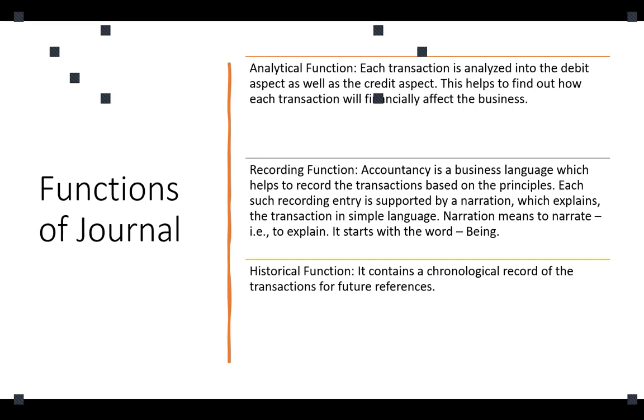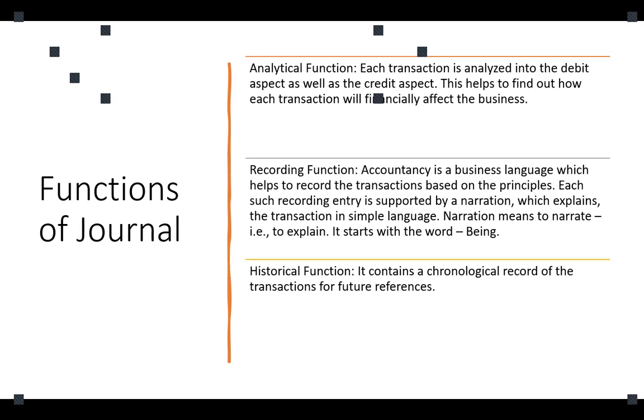What are the basic functions of journal? Why do we need to have this journal, and what are the major functions of the journal entry? The first is the analytical function. Each transaction is analyzed into the debit aspect as well as the credit aspect. This helps you find out how each transaction will financially affect the business.